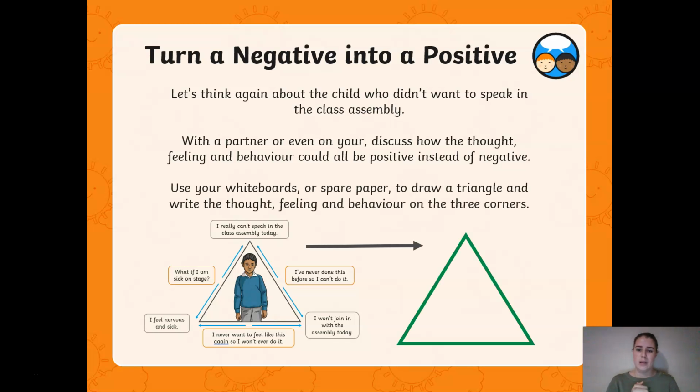Okay, so if we were to think about our thoughts, so I really can't speak in the class assembly today. This thought process might be, well, I have to speak in the class assembly today, so I'm going to have to try really hard to be very calm and to have a go. So although I might not still be happy about it, I might be thinking to myself, well, I'm going to have a go at speaking in our class assembly today. So the behaviour that's going to be happening there, rather than I won't join in with the assembly today, it'll be, well, I'm going to stand on the stage at the end and I'm going to hold my script.